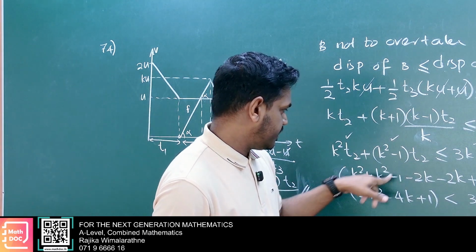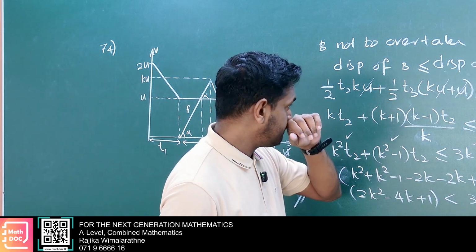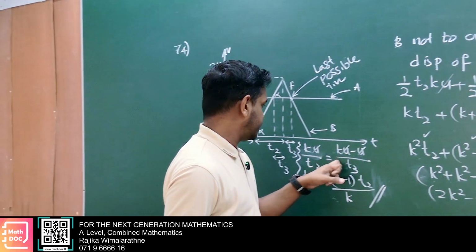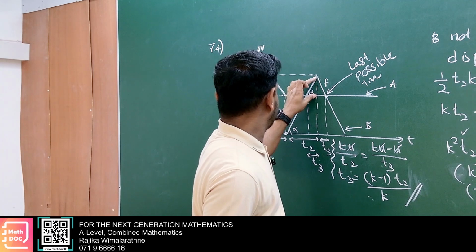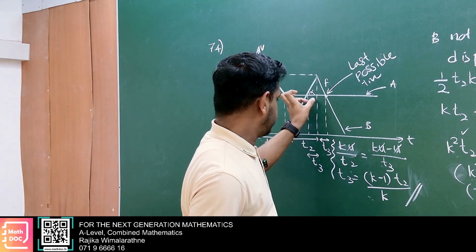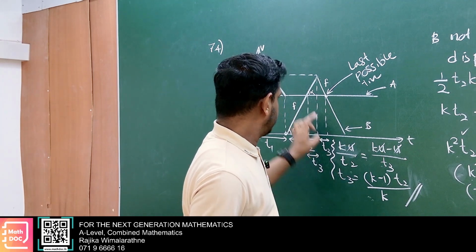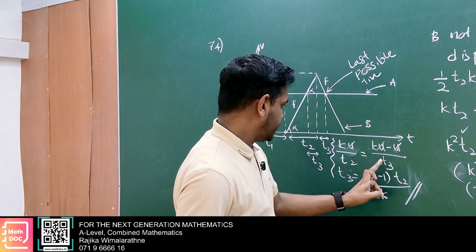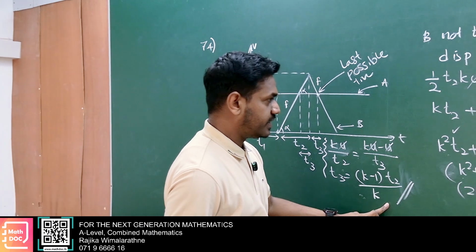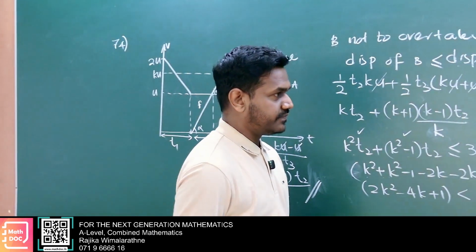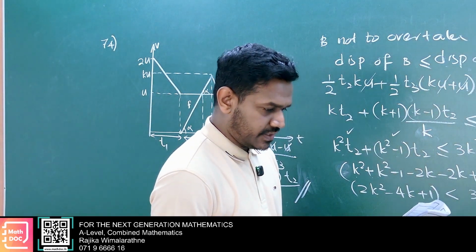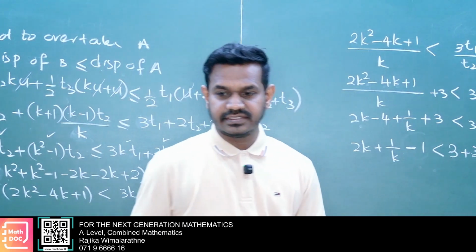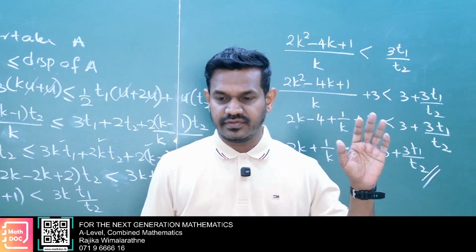K square minus 1. Here T3. Ku minus U divided by T3. Ku divided by T2. Then T3, K minus 1, T2 over K. That is okay. I think our one is correct. Okay, first continue now. Check the answer.